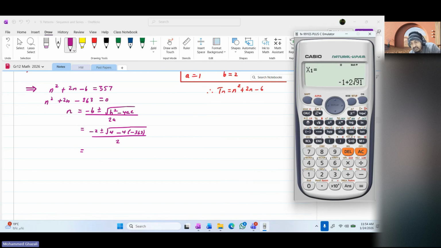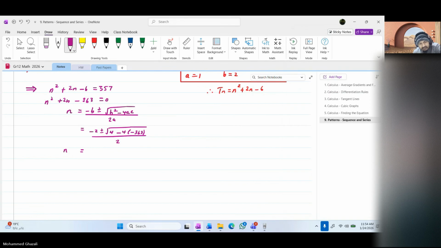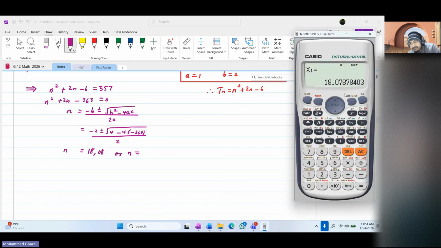If you press equals, you can press SD, and you're getting an answer of n equals 18.0078. You need 2 decimal places, right? 18.08, or n is equal to negative 20.08.